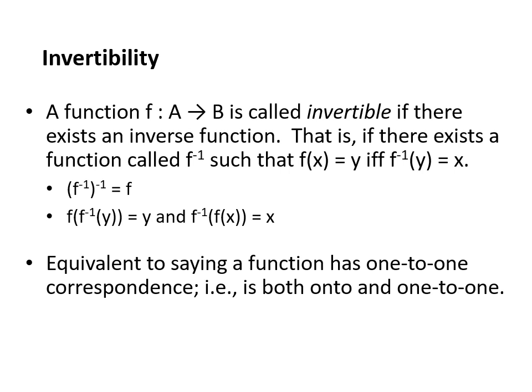So here we can also say that f of f inverse of y is equal to y, and f inverse of f of x is equal to x. Note that this is equivalent to saying a function has one-to-one correspondence, meaning that it's both onto and one-to-one. So if you can prove that the function is both onto and one-to-one, then you know that the function is invertible, so that there exists an inverse of the function. This also indicates, as we already saw in the last lecture, that not all functions have inverses.